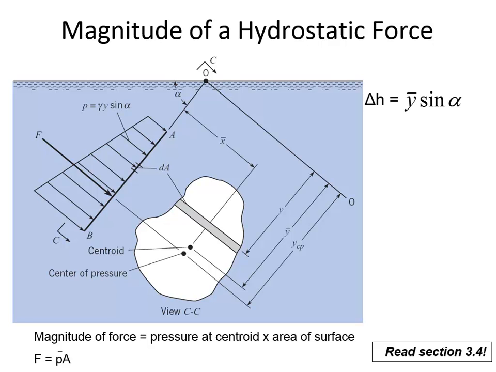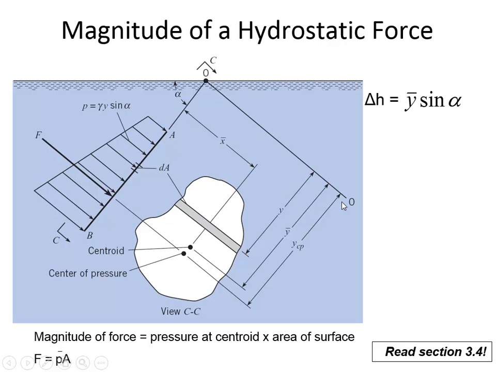If the object in question is oriented at some angle alpha, what this diagram shows is that the relationship between y bar and delta h is that delta h, remember, is the vertical distance from the centroid to the water surface. That's y bar times the sine of alpha.